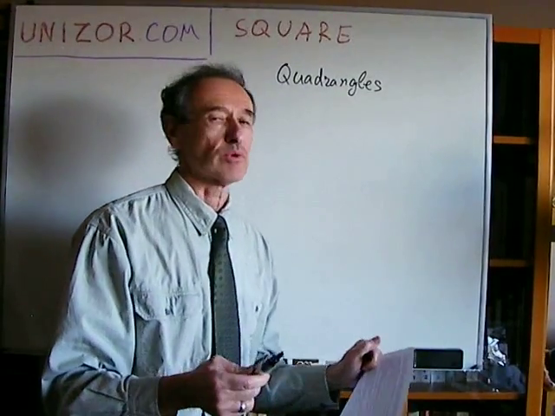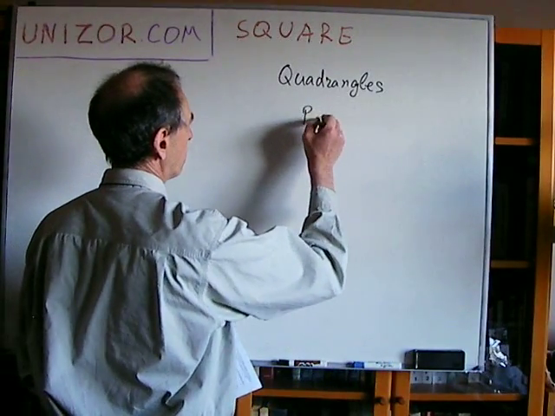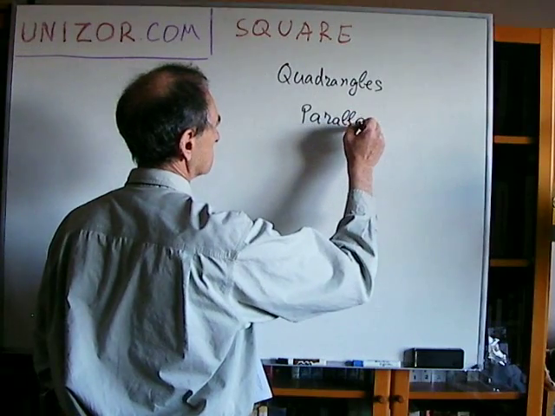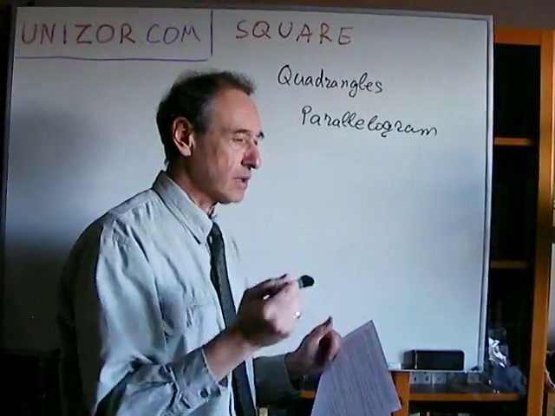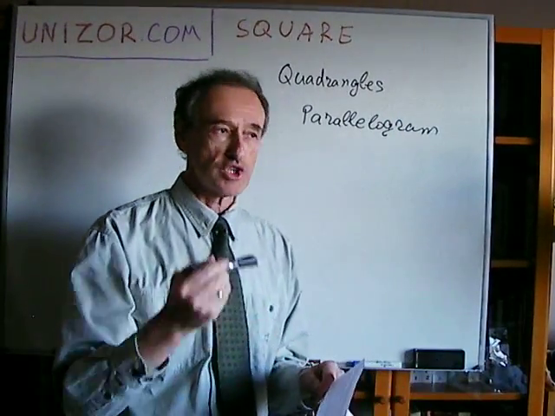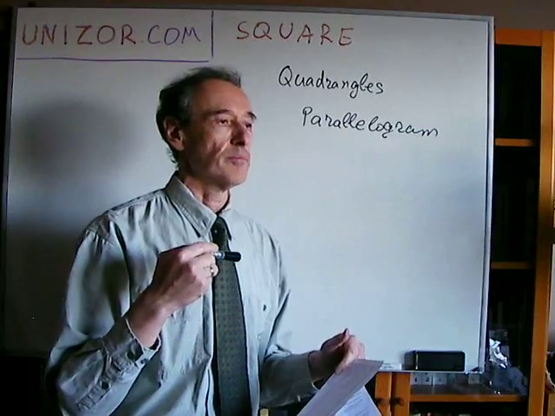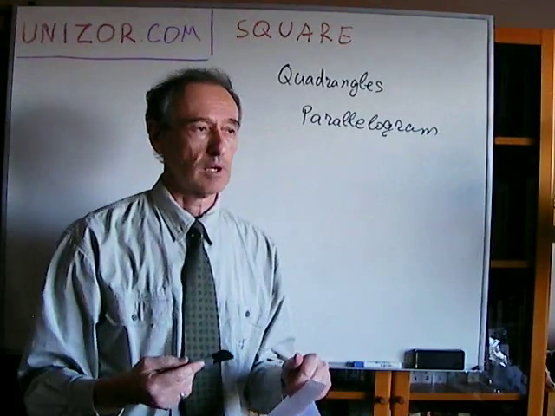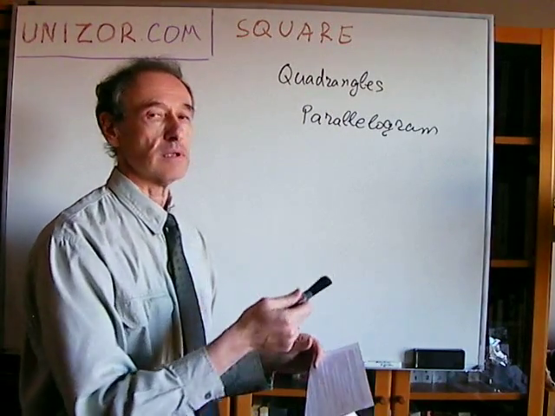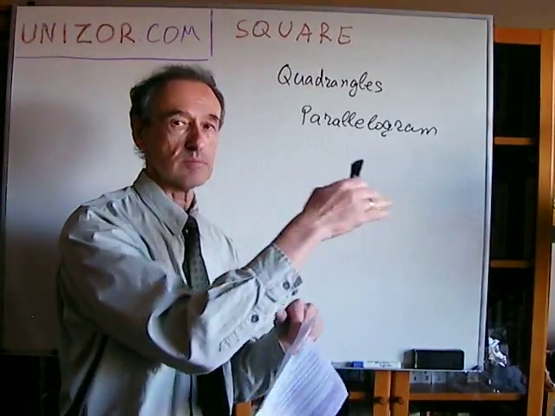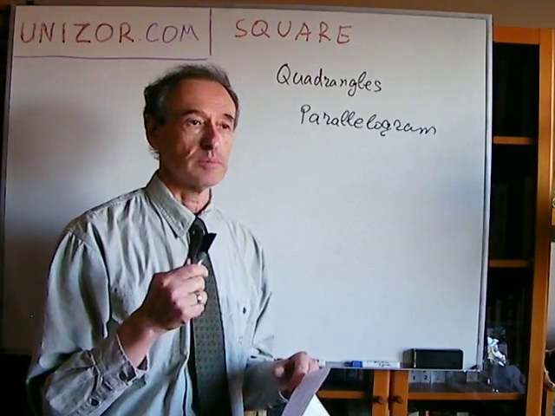Within the whole set of quadrangles, I have defined a subset of parallelograms. Parallelograms are quadrangles which have, in addition to being a quadrangle, which means four sides, four vertices, certain additional characteristics which define them as parallelograms. Basically, it's parallelism of opposite sides. Okay, then I was talking about the rhombus.